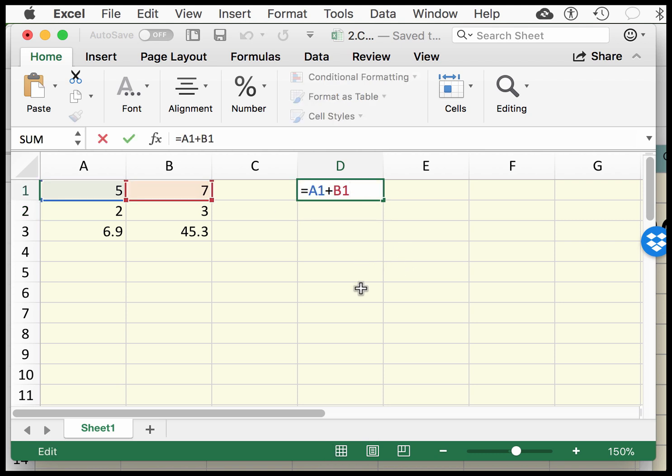What happens if you change the numbers in A1 and B1? 500 plus 7 is actually 507. Notice this formula didn't change, the numbers did, and it still does the same thing, adding the number in A1 to the number in B1. The value of the formula automatically updates to the new numbers in A1 and B1.